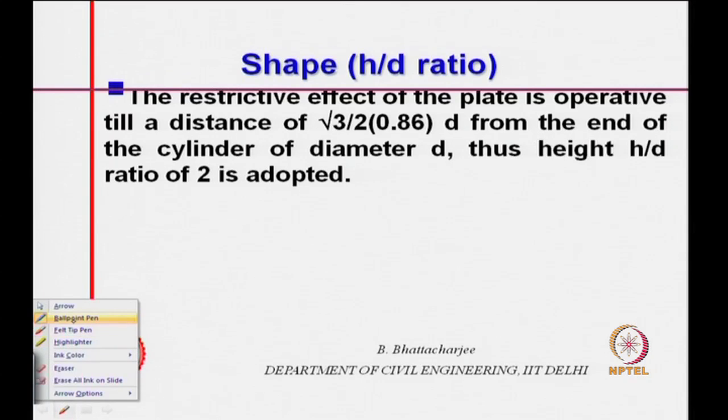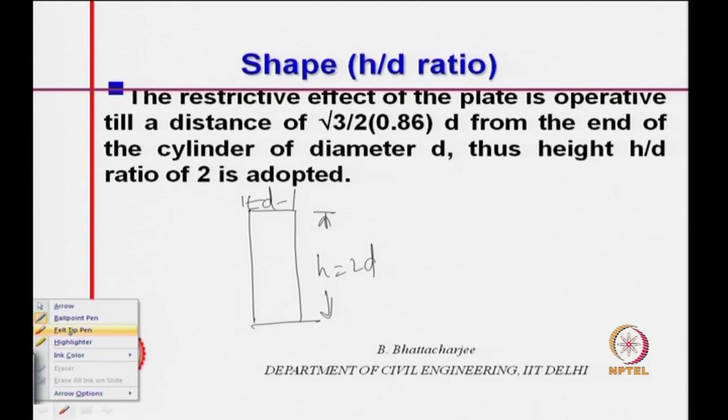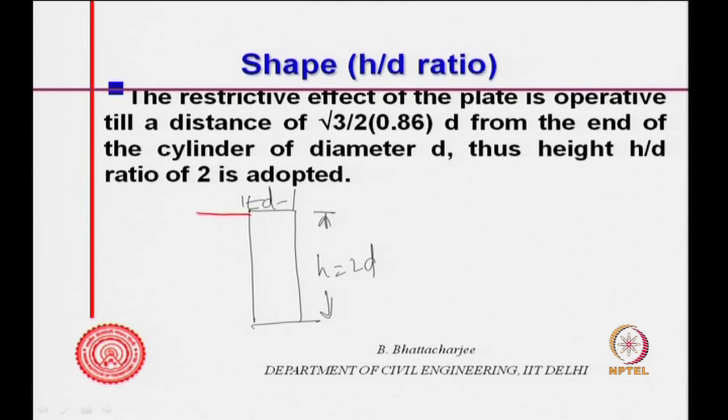In that case what is happening? A cylinder, h is equal to 2d. The platen effect will finish up to 0.86d. So, this is 0.86d and so on.